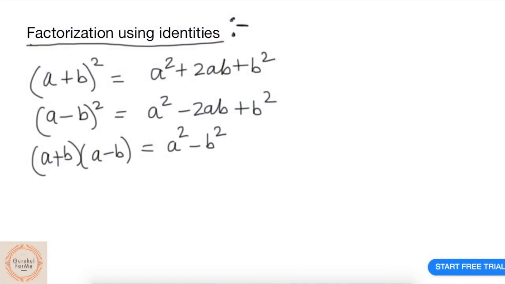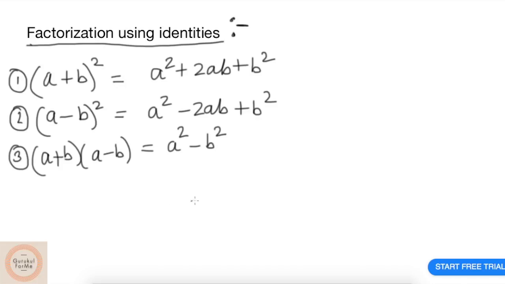Identities are expressions that we have studied, formulated and proved. For example, the first one, (a plus b) the whole square. Yes, we have seen that and we have proved it. (a minus b) the whole square, and (a plus b) into (a minus b), which comes out to be a square minus b square. These are the identities which we have already proved.